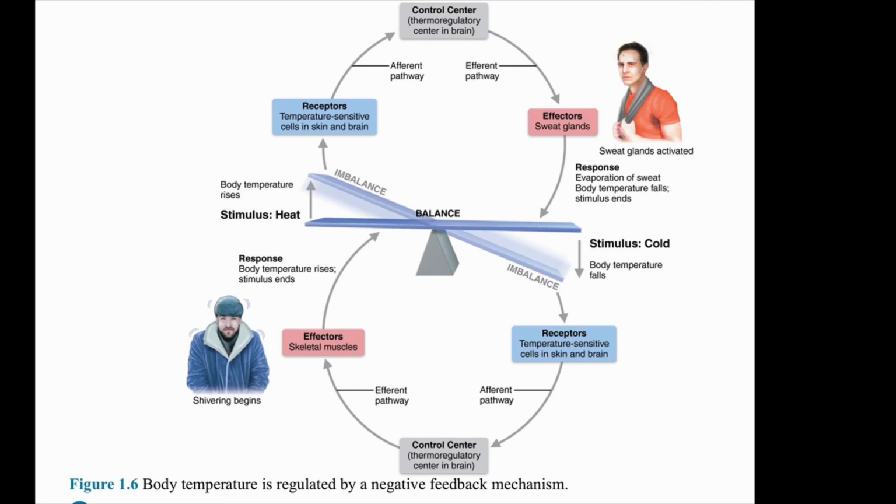This is sensed at the level of the receptors, which are temperature-sensitive cells in the skin and brain, which will send impulses through an afferent pathway to the control center, or the thermoregulatory center in the brain, which will respond through efferent pathways to the effectors, which are the skeletal muscles, which will start shivering, and the body temperature will increase and the stimulus will end.